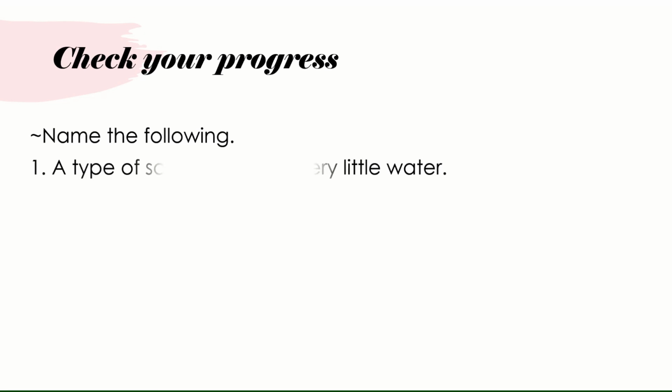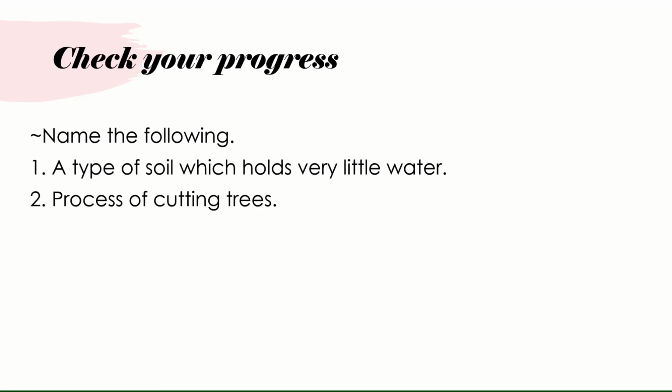So now let's check our progress. Name the following. A type of soil which holds very little water. What is that? It is sandy soil. We have learned this in the different types of soils, right? Next question. Process of cutting trees. The process of cutting trees is deforestation, right? We have discussed that also.